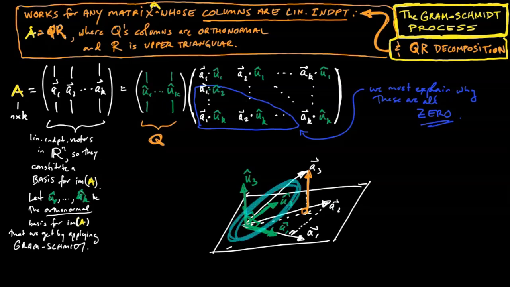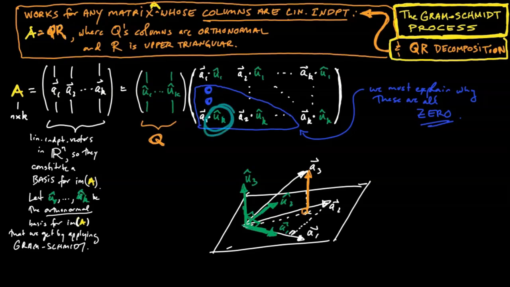Well, U2 was designed to be perpendicular to the space spanned by U1, and A1 is in that space. So U2, of course, is perpendicular to A1. And since A1 and U2 are perpendicular, their dot product is going to be 0. And what about the entry below it? That would be A1 dotted with U3. Well, again, by the very way the Gram-Schmidt process works, U3 is at right angles to the subspace spanned by U1 and U2. Well, A1 lies in that subspace. So when you dot those 2 vectors, you're going to get another 0. And I hope you see that's going to happen all the way down.